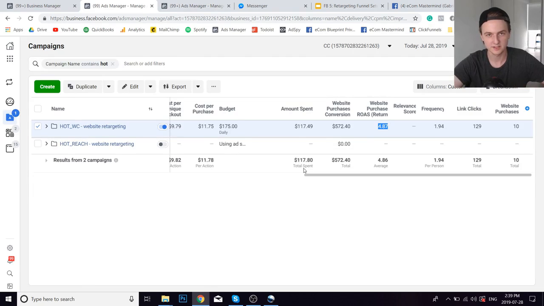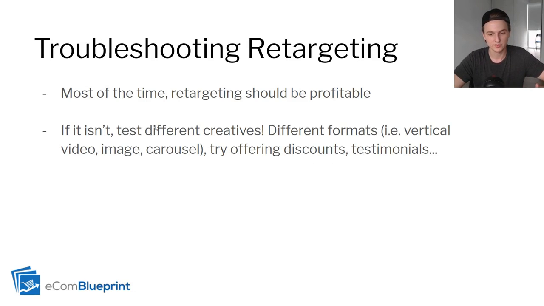I hope that gives you a clear idea. Most of the time, retargeting should be profitable. These are your warm audiences. This is the highest ROI audiences I explained at the start. And so if this isn't profitable, there's a problem, and you should probably try to fix it because you're going to miss out on a lot of money.